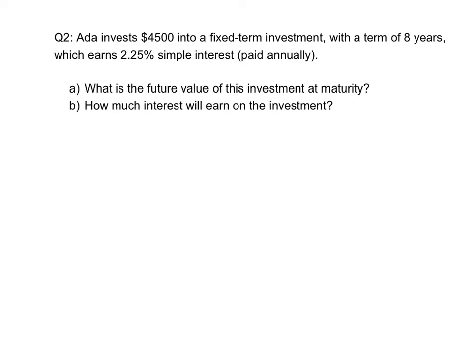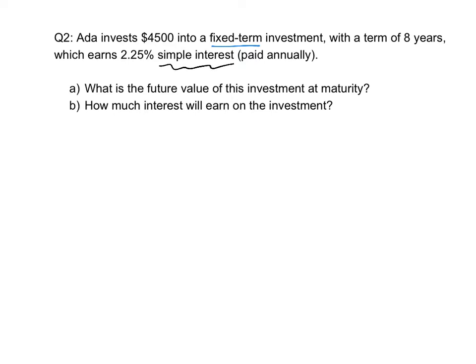Continuing with question 2 now. Ada invests $4,500 into a fixed term investment. That fixed term doesn't really modify the problem here, but it means that the investment is for a specific period of time. In this case, it's an 8-year period, and it earns 2.25% simple interest paid annually. Let's start with part A. What is the future value of this investment at maturity?